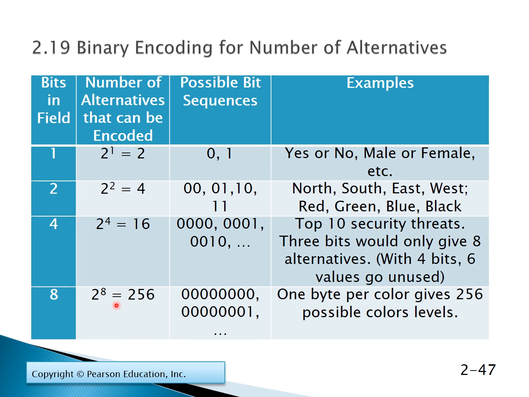And how about 2 to the power 8? If you have 8 bits, then you have 256 different possibilities. One example is the representation of color. So 1 byte per color will give you 256 possible color levels.